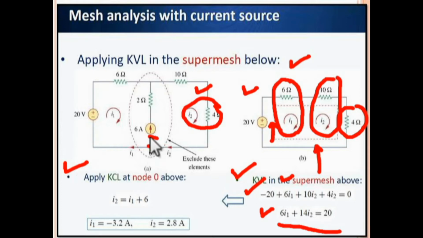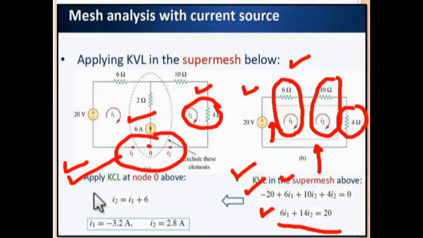Now apply KCL at this node. Because here what is happening, this is the node, I1 is leaving the node, I2 is entering the node, and 6 ampere current is leaving this node. So when you apply KCL at this node, the equation becomes I1 is leaving, 6 ampere is leaving, so I1 plus 6 equal to I2. Or you can write it down: I2 is entering the node, so I2 equals I1 plus 6 ampere.